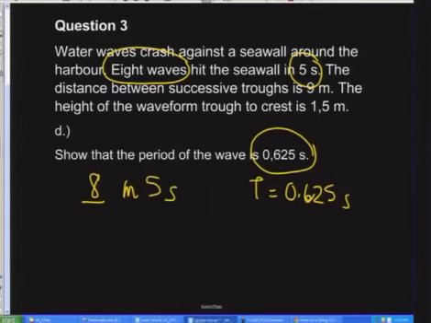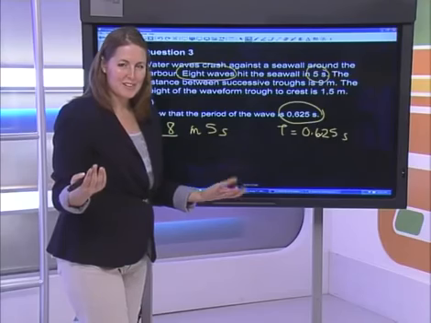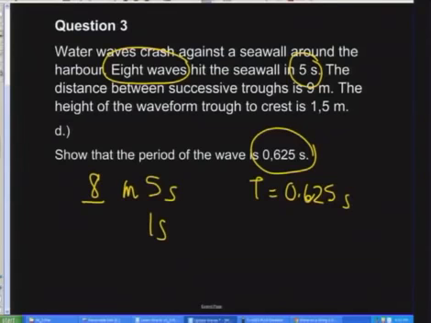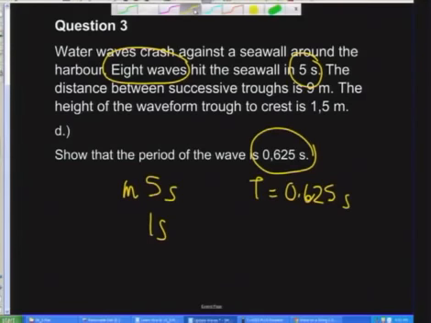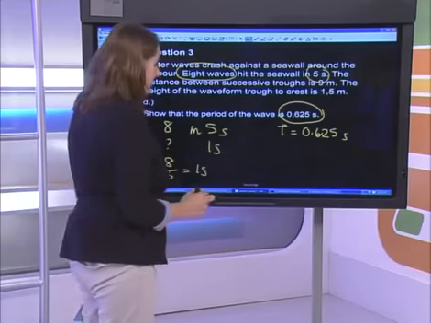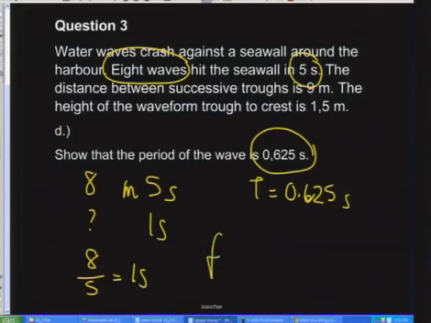So, what about in 1 second? I'm going to take that value and say, in 1 second, how many waves? Well, 8 in 5 seconds. How many in 1 second? It would be 8 divided by the 5. That is how many waves go past in 1 second, and that's going to take me to a frequency value.